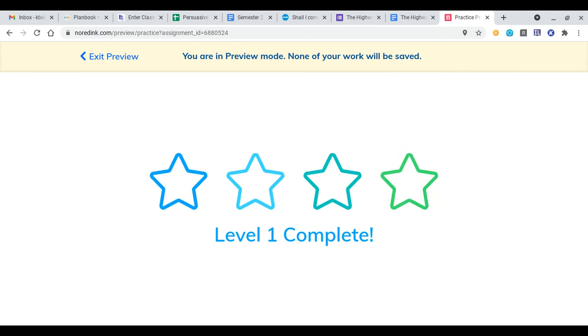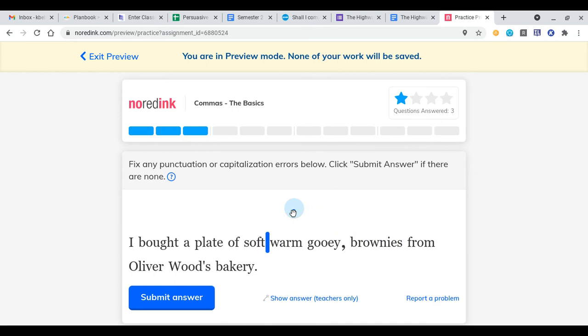I bought a plate of soft, warm, gooey brownies. So they're gooey brownies, they're warm brownies, they're soft brownies. They're not soft warm, they're not soft gooey, but each of these individual adjectives modify specifically brownies. So that's why we divide them up there like that.